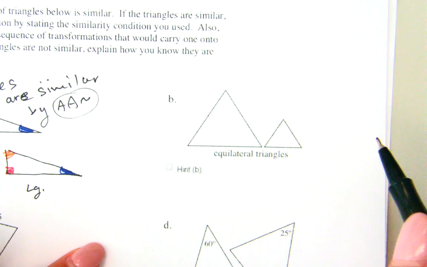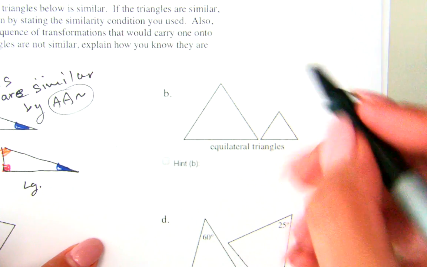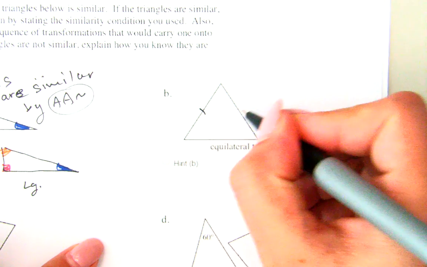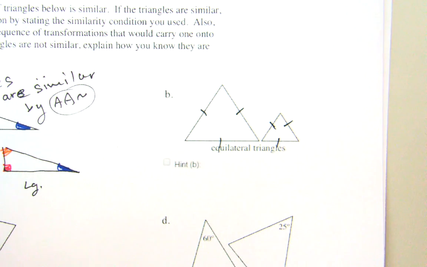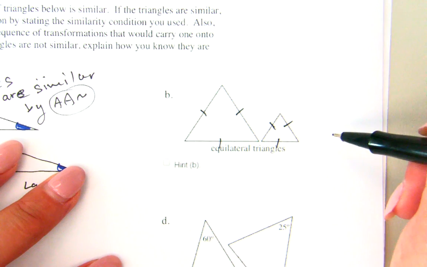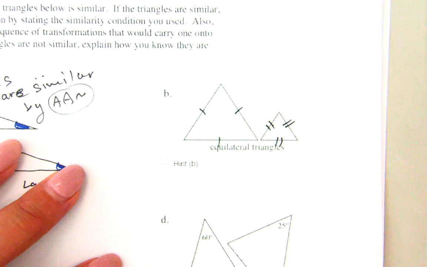All right, part B. Two equilateral triangles. All right, well, if you don't remember about equilateral triangles, that just means the sides are all the same. So we're done, technically, right? It doesn't say equiangular triangles, but equilateral means all the sides are the same. So this side here is in proportion with that one there.